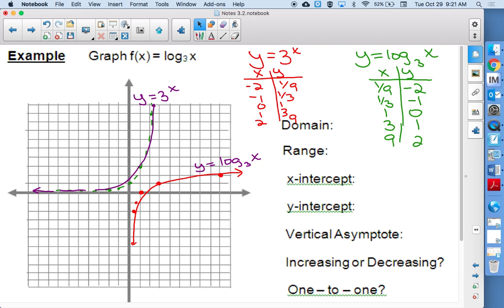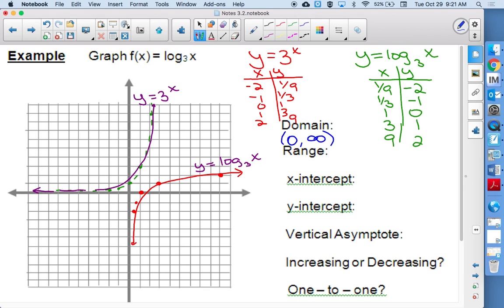So what is the domain of the log function? Josh, what would the domain of this log function be? Yeah. So it's going to start at 0. It's not going to touch 0. It gets really close to it, and it goes to positive infinity. That was the range of y equals 3 to the x. So now it's the domain.